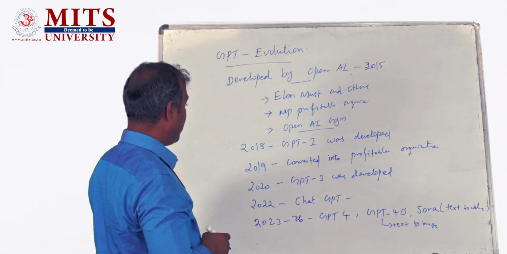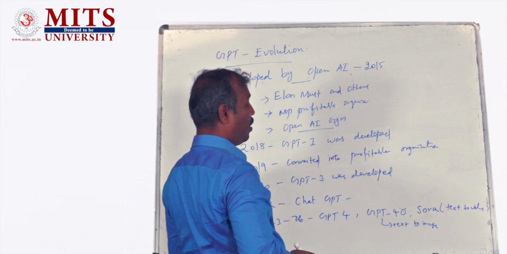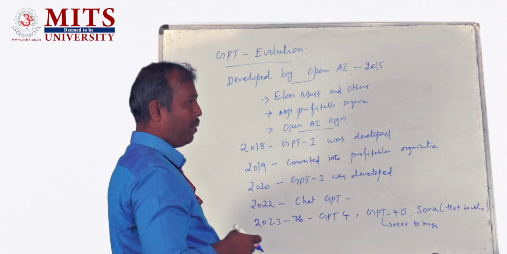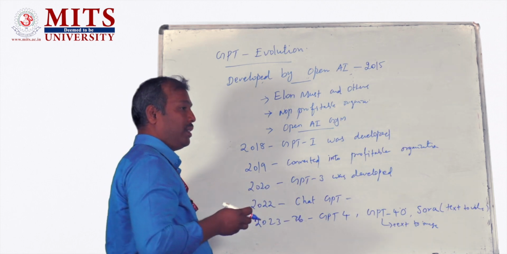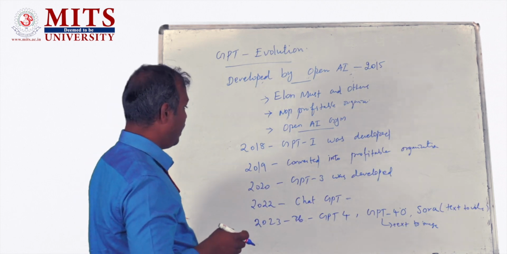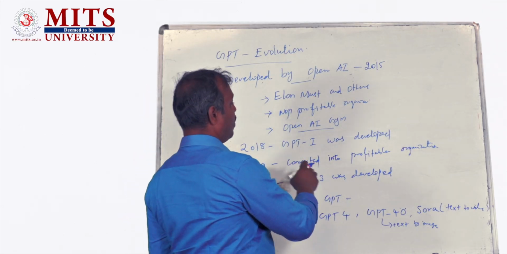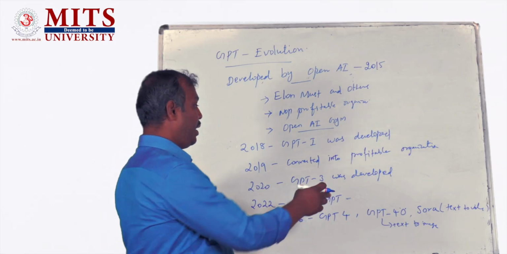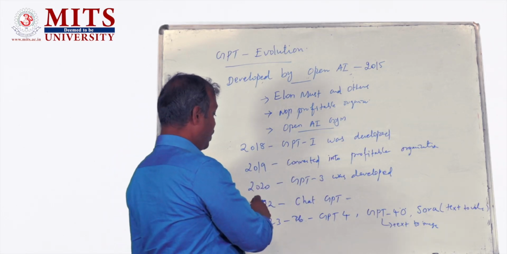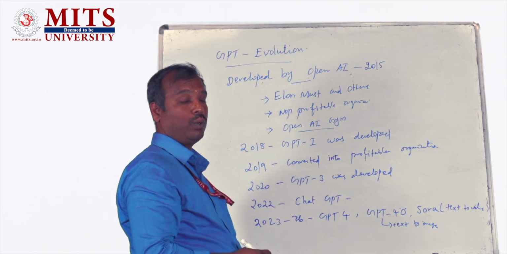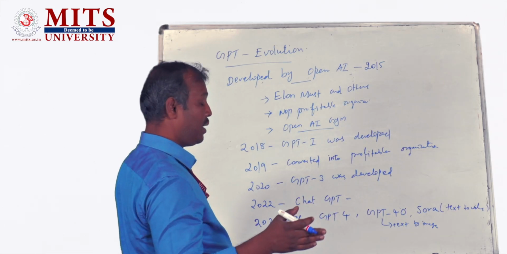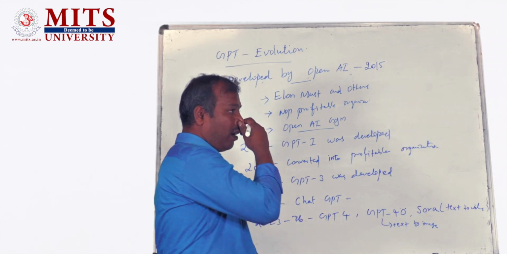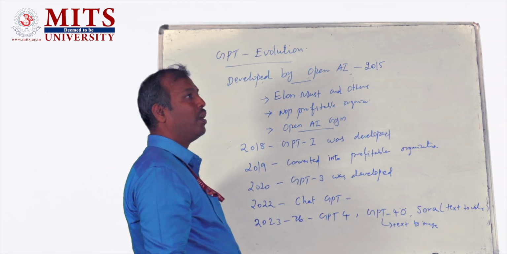And in the year of 2018, they developed one tool called GPT-1. And in 2019 they converted because they wanted to do more research and they needed more funds for that. In 2019, they converted into a public profitable organization. In 2020, GPT-3 was developed. ChatGPT was developed in the year of 2022. 2023 to 26, GPT-4 and GPT-4o and Sora. These are the various versions, the family of GPT versions developed by OpenAI.